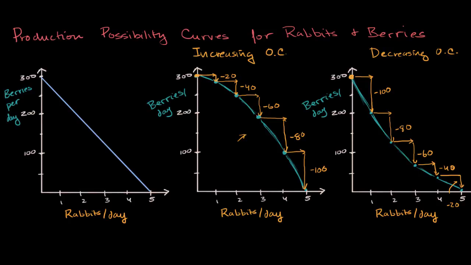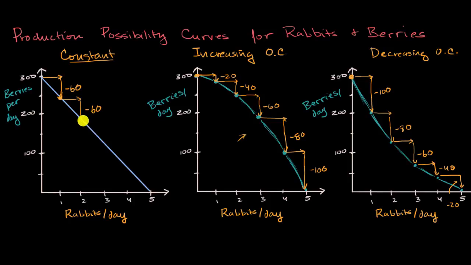And so by deductive reasoning, you might be able to say, well, okay, this straight line must represent a constant opportunity cost. And that is indeed what it shows. For every rabbit you catch, you're giving up exactly 60 berries. Every time I catch a rabbit, I give up 60 berries. So my opportunity cost for rabbits in terms of berries is just a constant 60.